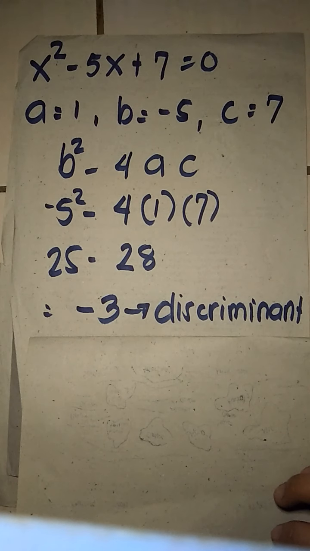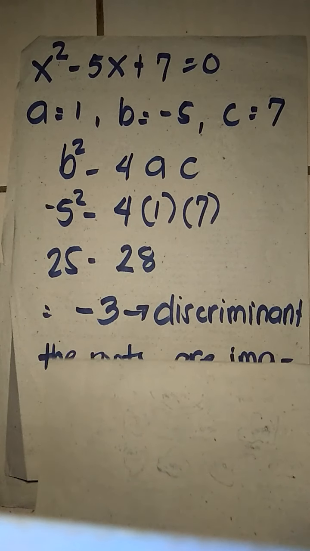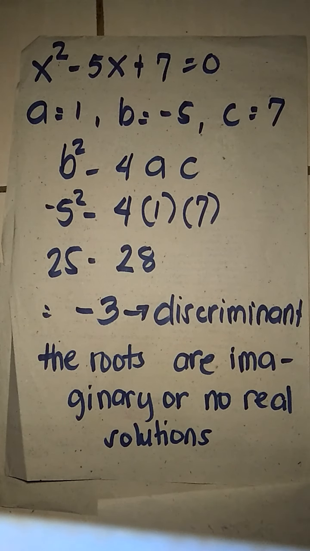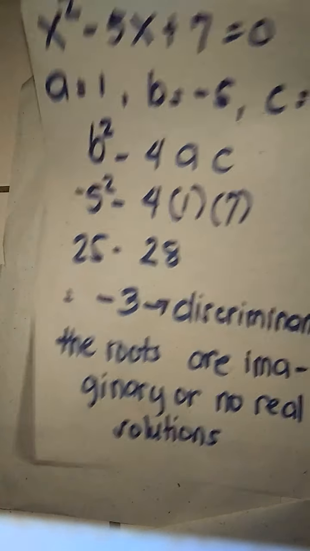So, negative 3 is less than 0, greater than 0, or equal to 0? Okay, negative 3 is less than 0, right? So, if our discriminant is less than 0, the roots are imaginary or no real solution. So, the roots are imaginary, as long as the discriminant is negative. Okay, now, next example we have here.